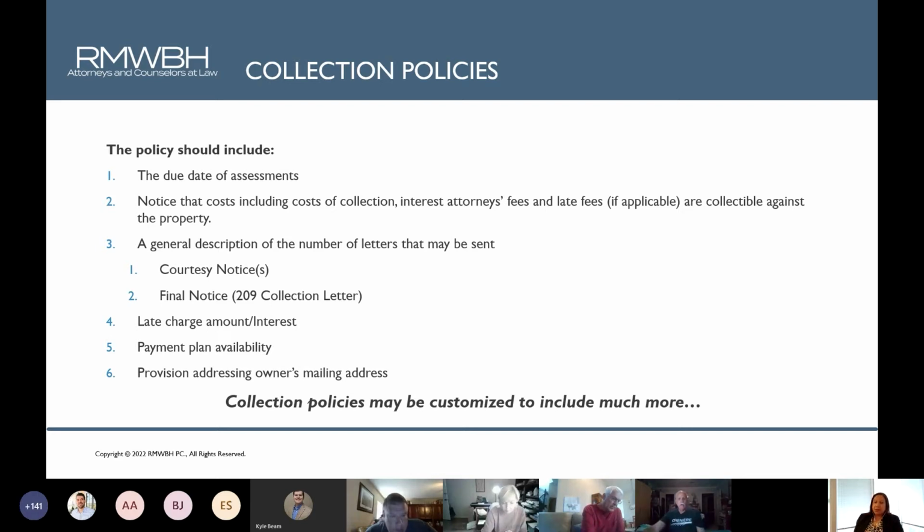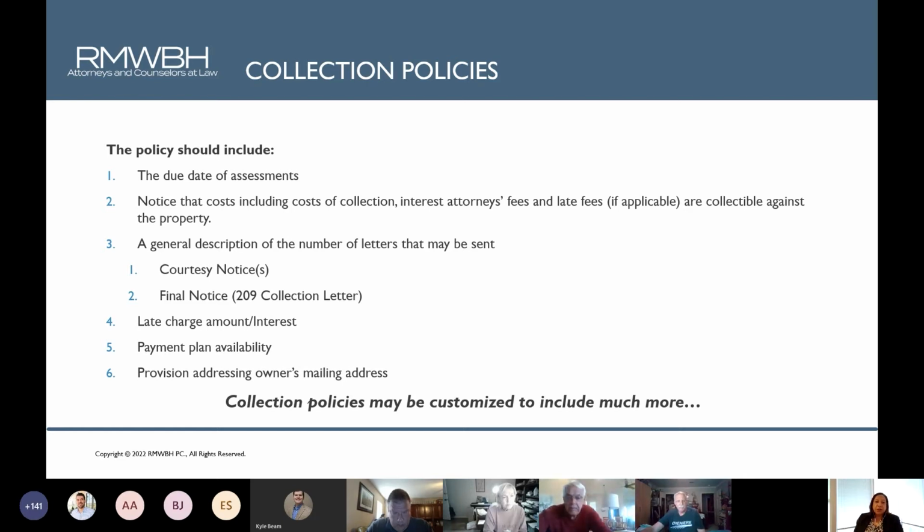Some assessments for associations are due quarterly. Some associations might have a monthly assessment. That's more common in a townhome association, which is still a single family association. And it's also very common in condominium associations, but 209 does not apply to condominium associations. So we're talking about just single family associations where you have lots and blocks, and townhome associations, which you might have shared walls, but the townhome is owned exclusively by the homeowner, including the land underneath it.